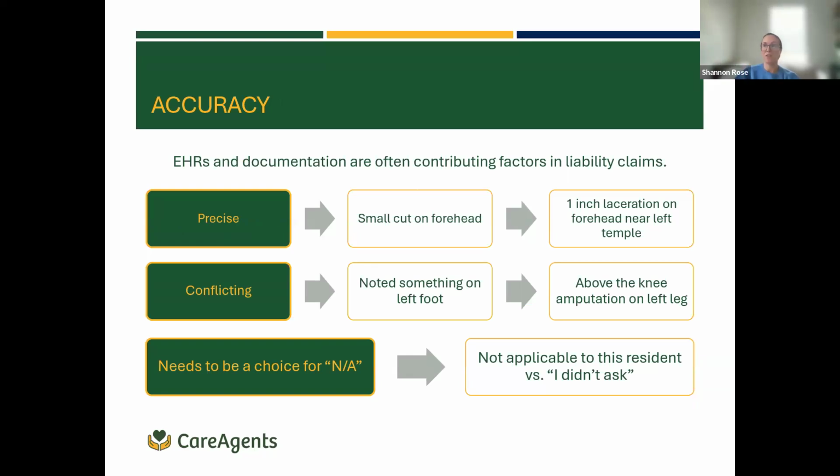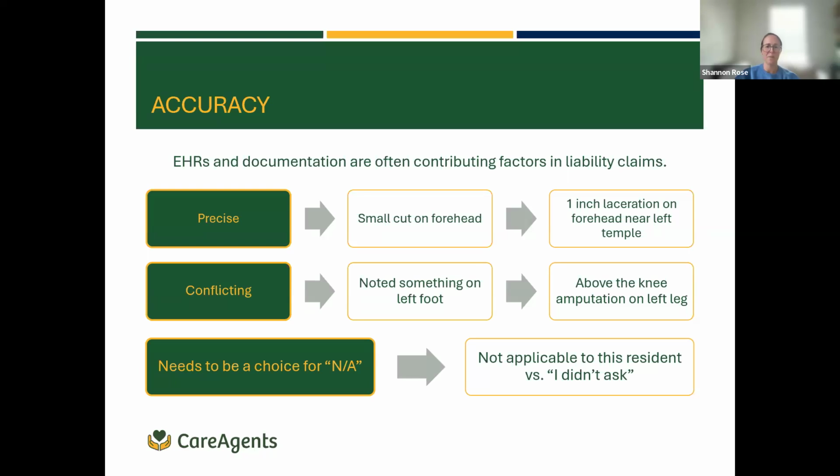Accuracy of documentation is our second best practice. Accuracy can certainly be a contributing factor in liability claims. To document accurately, you should be precise. For example, a small cut on forehead is subjective, it's not specific, and a small is not really measurable. Maybe we can improve this by saying a 1-inch laceration on forehead near the left temple.